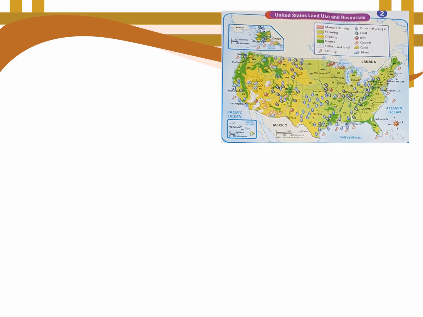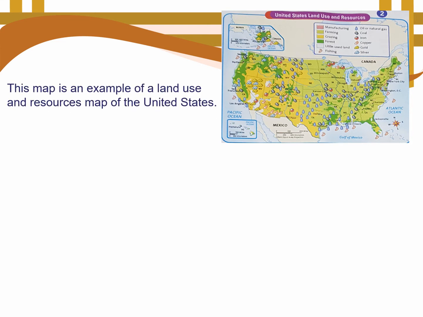Now, class, before we go further, let me tell you that people in every region of the United States depend on the land and its resources. The land provides people with food and water, places to live, fuels to use, clothes to wear, and many other things. Now I want you to study this map. This is an example of a land use and resources map of the United States. Let's learn how to read this kind of map.